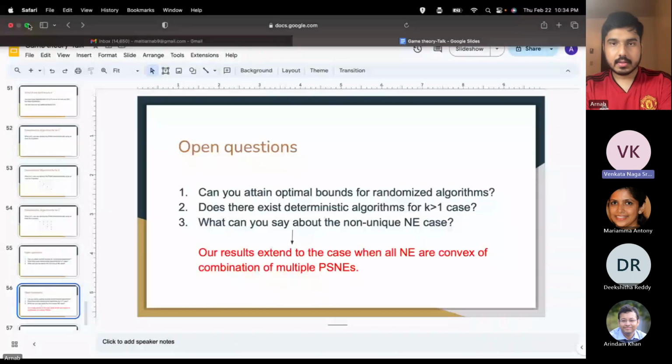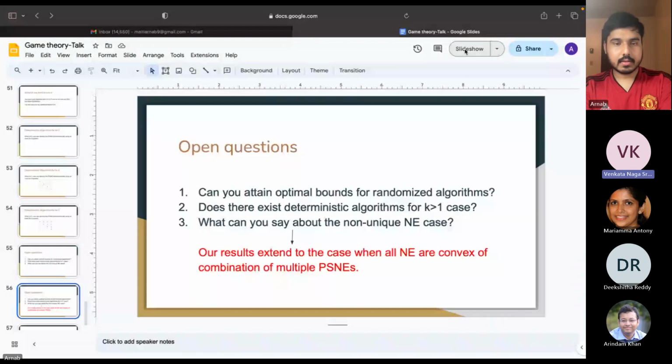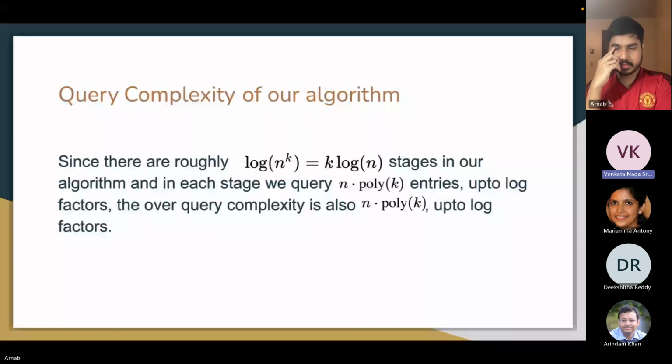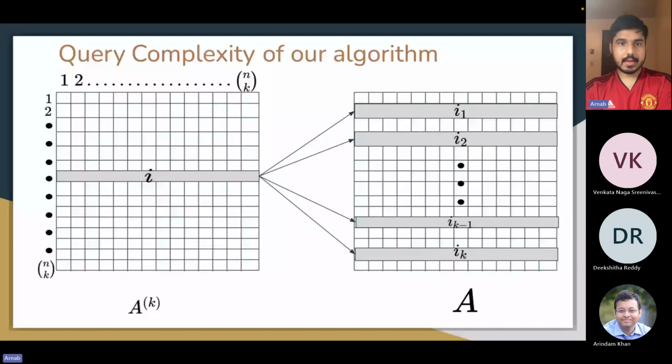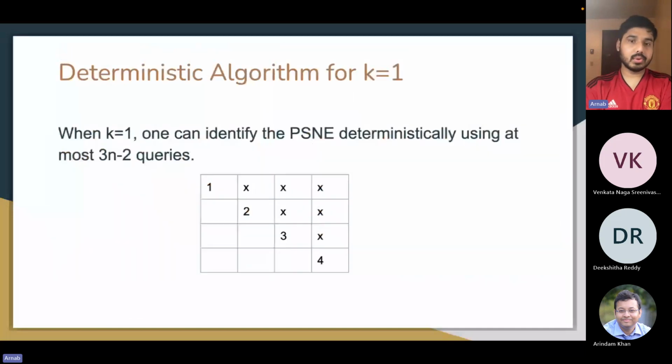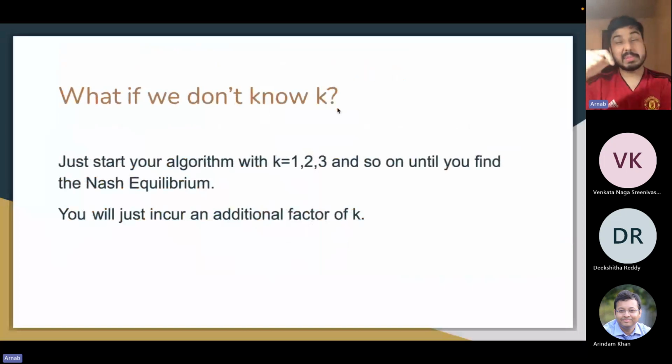Another question from my side. The number of queries taken is n times poly k. I believe the poly factor is something like n times k cube, right? Sorry, the k to the power 5 was for a different algorithm. So it's n times k cube, and if we don't know k, then an additional factor of k will pop up. So it will become n times k to the power 4, not 5. Right, you're right, n times k to the power 4.